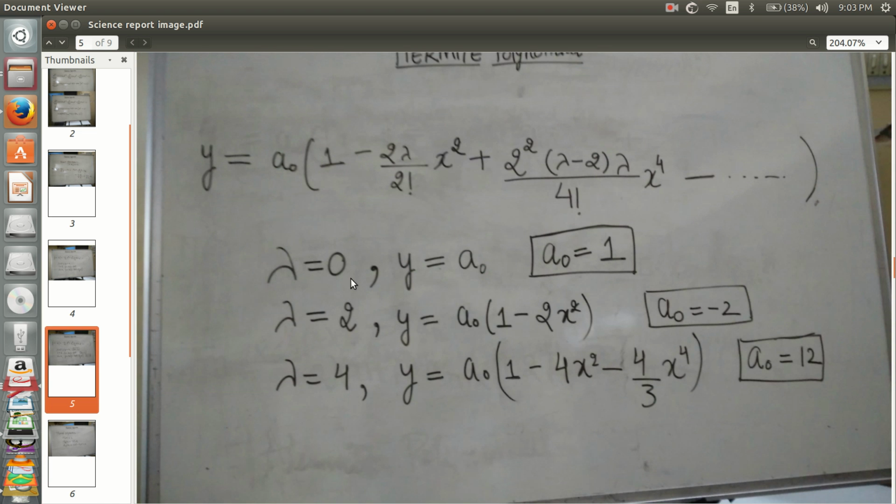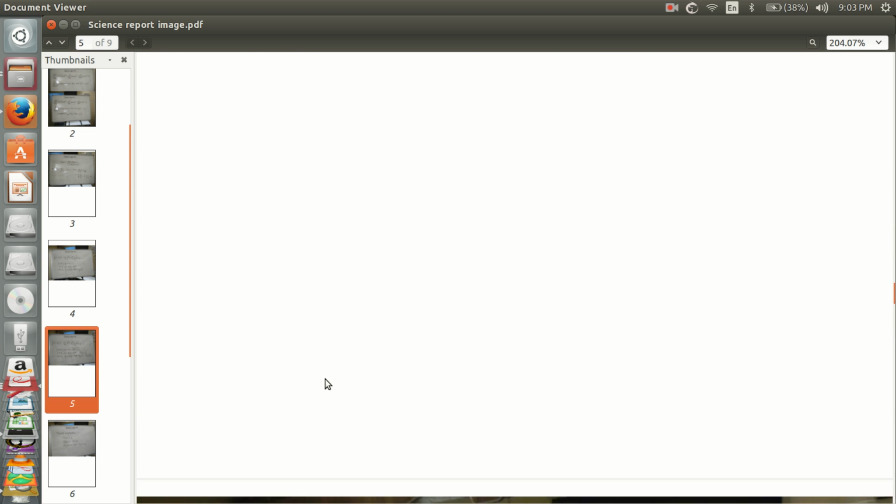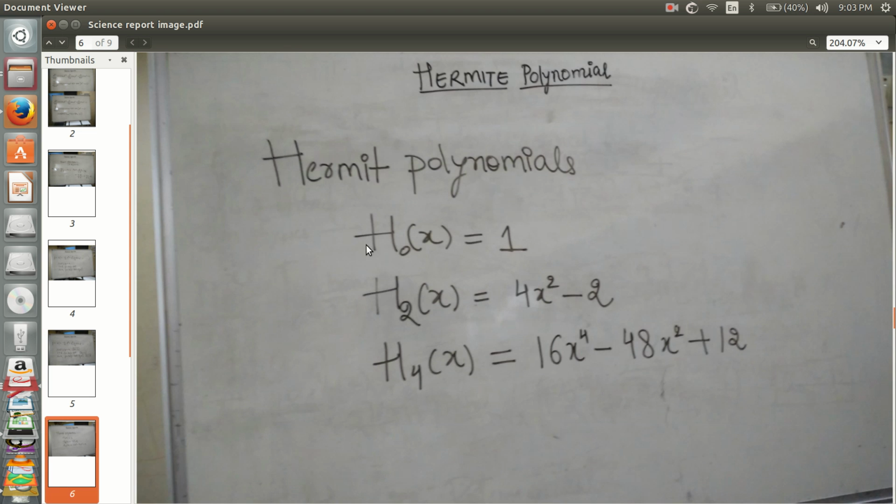As you can see, for λ equals 0 we get 1, for λ equals 2 we get 4x squared minus 2, and for λ equals 4 we get 16x to the power 4 minus 48x squared plus 12. As you can clearly see, the coefficient of x is 2 to the power of the power of that x. Similarly, we can do this for the odd values of λ and n. In this way, we get other Hermite polynomials. So here we end our discussion on Hermite polynomials. Thank you.